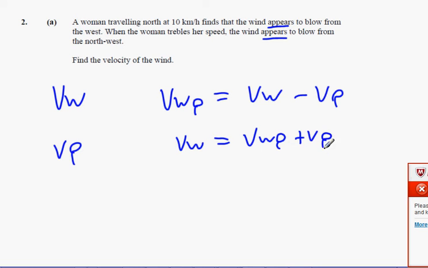plus VP. Is VP the wind appears? Or is VW the wind appears? Wind appears to the person. P is the person and W is the wind. So W stands for wind and P stands for person. Okay? So VWP is velocity, how the wind appears to the person.